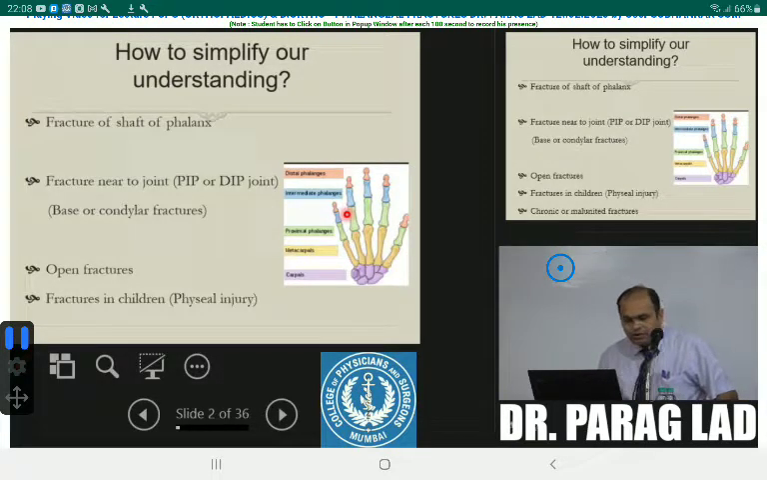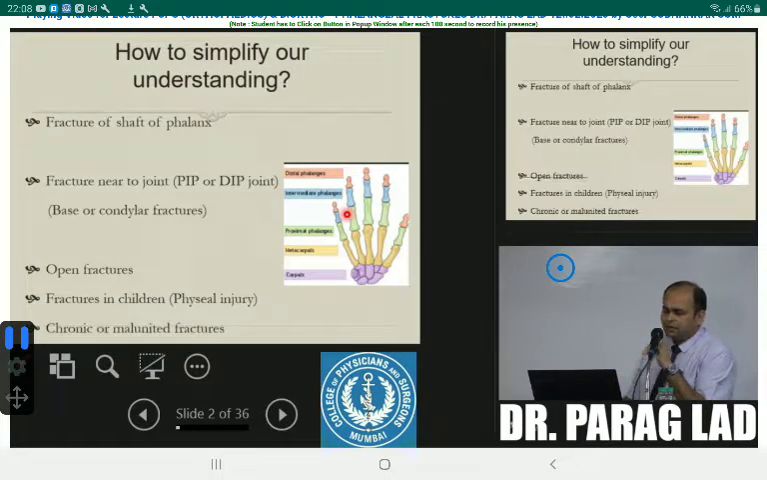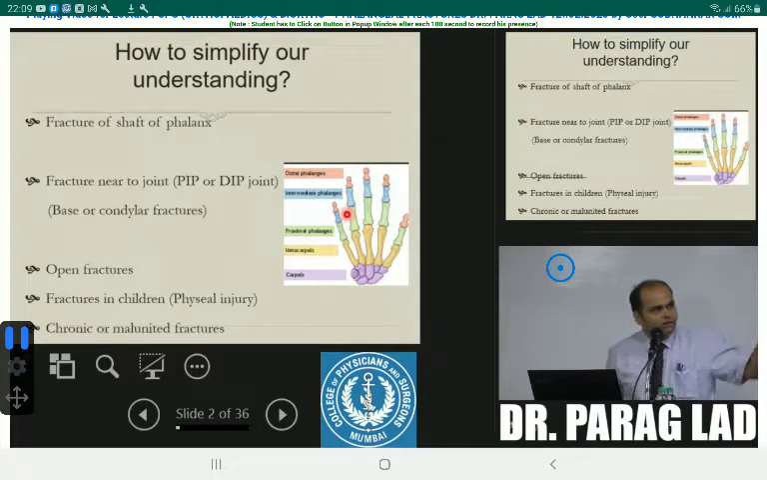So because it is impossible to cover everything in half an hour, these last three I am not going to cover: open fractures, fractures in children, and chronic or malunited fractures, because it's a different lecture. In your understanding, if we understand the first two, that is the success of our lecture.